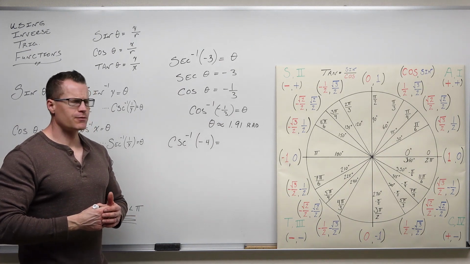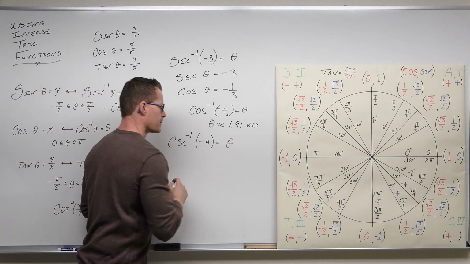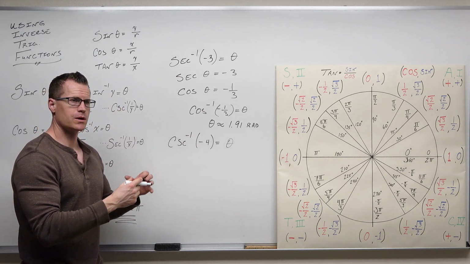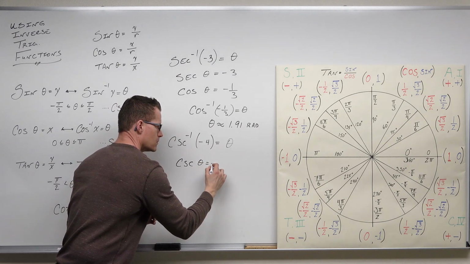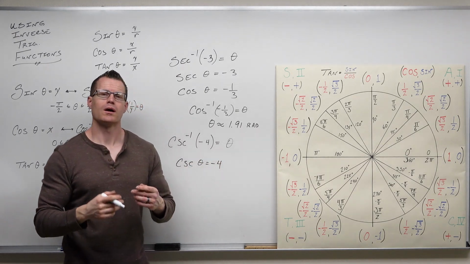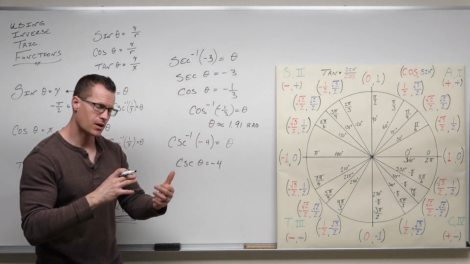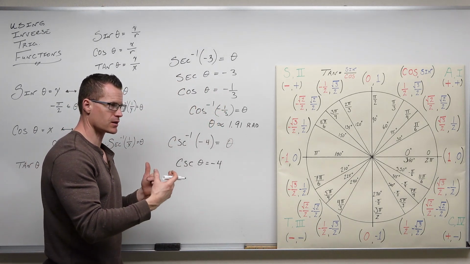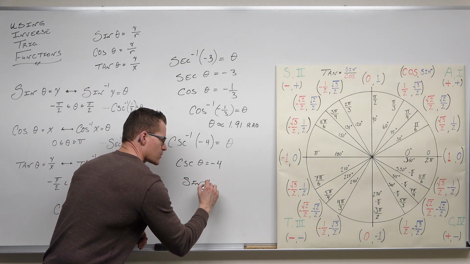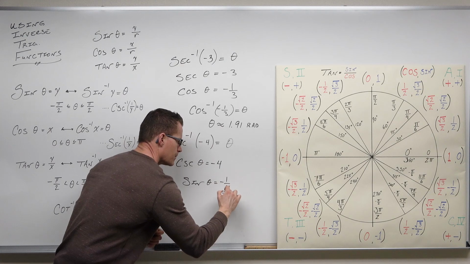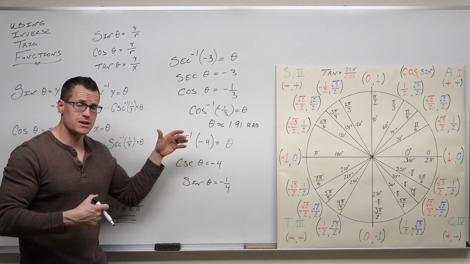Now, how about cosecant inverse of negative 4? Well, we can start the same way. That's going to be some sort of an angle. So cosecant of that angle has to be negative 4. Because cosecant inverse and sine inverse are defined in the same range and domain for cosecant and sine respectively, let's find the reciprocal and say, hey, that's sine theta equals negative 1/4. No problem, just reciprocate it.